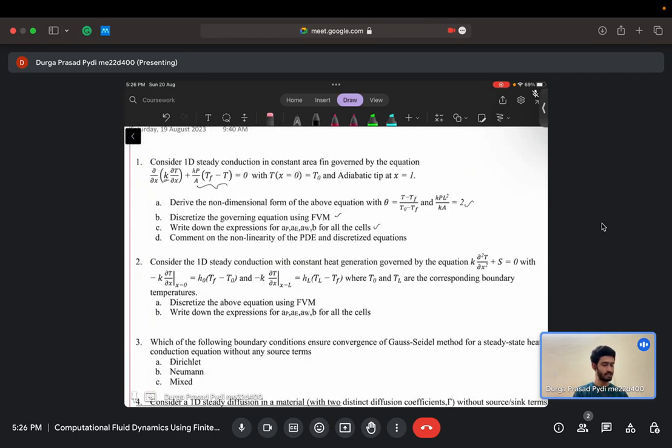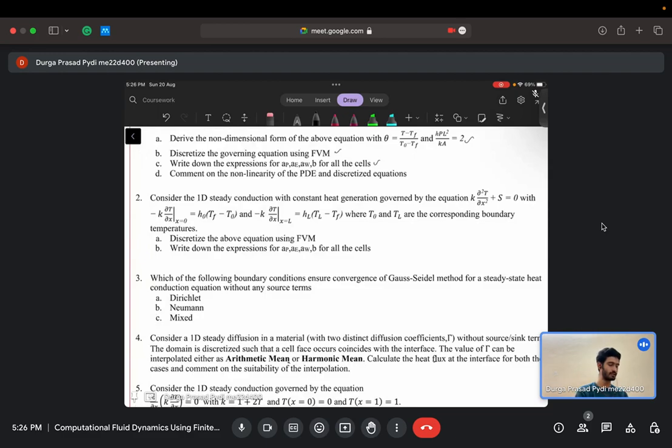Let's go to the second question. The second question is essentially similar to the first one, so the equation is also similar. The only difference is that the S term over here is a constant. Previously we had a source term which is a function of temperature, but here the source term is a constant term, and the other difference is in your boundary conditions.